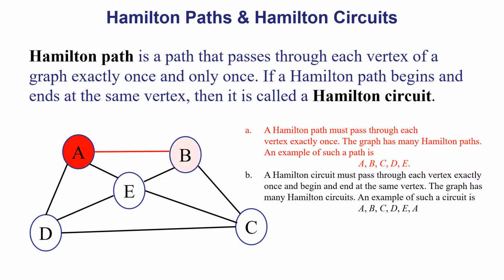So we're going to start at A and visit B, then C, then D, and then E. So the red path we have is a Hamilton path.